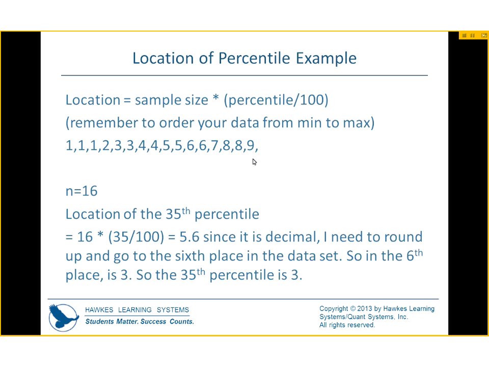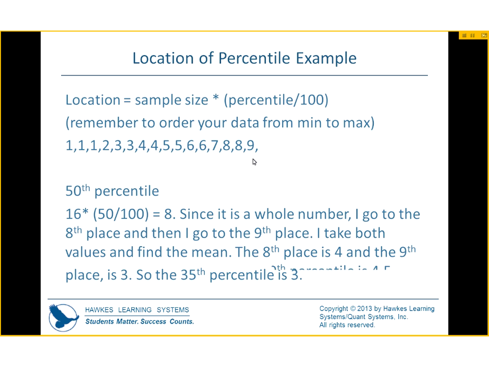My sample size is 16 times 35, for the 35th percentile, over 100. If I do that math, I get 5.6. Because it's a decimal, I have to round up to 6 and go to the 6th place in the data. So if I look at the data, I go 1, 1, 1, 2, 3, 3. So my answer for the 35th percentile is 3. Remember, because the answer was a decimal, I have to round up to the next whole number. That's the location, and then I have to go find it in the data set.